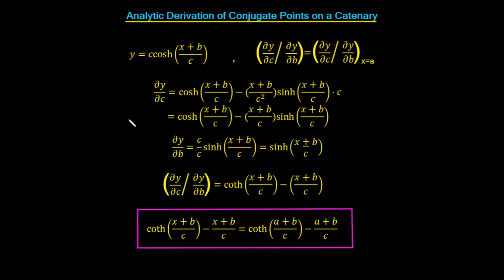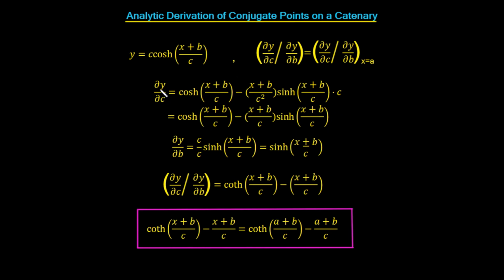So we're going to have the first derivation here, partial y by partial c. We're going to use a product rule here, so we differentiate the c, which is a constant, that disappears, and we're left with cos of x plus b upon c, and then we're going to differentiate this section here and multiply it by the c. So we differentiate this section here, it gives us minus x upon c squared times sin of x plus b upon c, times the c. And finally in the next line here, the c cancels with the c and we're left with this line here.